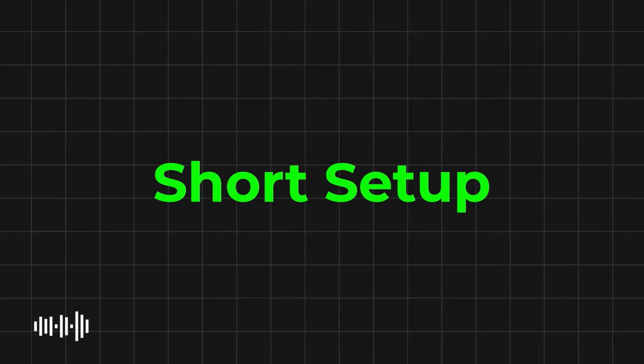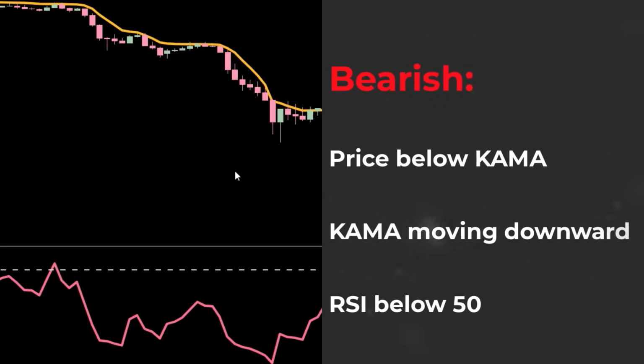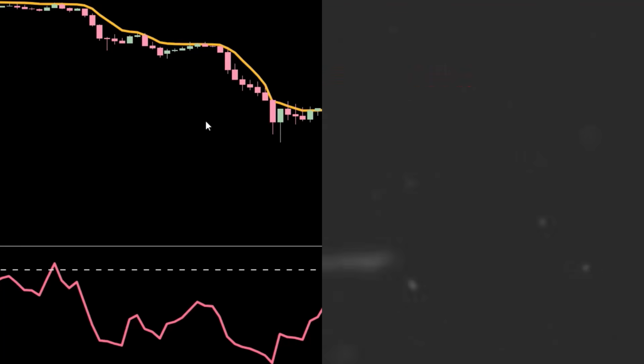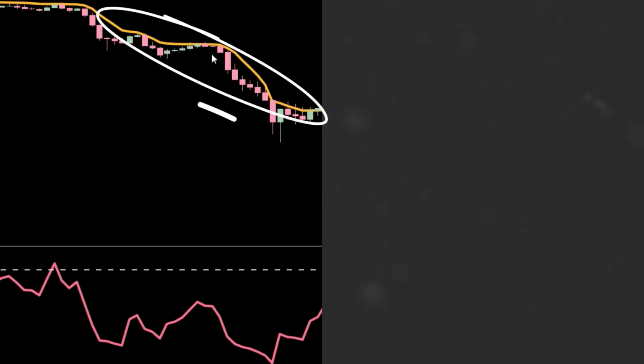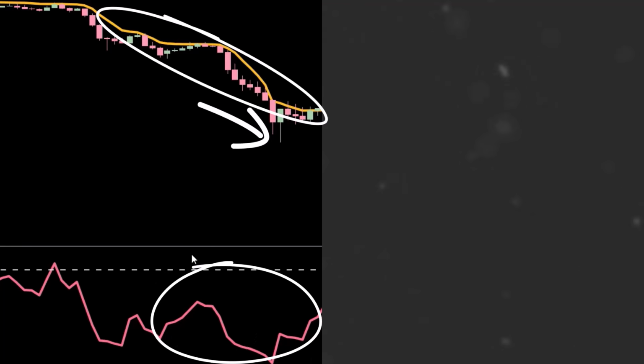Short setup. Now let's look at the short setup. The logic is simply the opposite. First, we want price to be below KAMA and KAMA should be moving downward. RSI should be below 50. This tells us that the overall market direction is bearish. Look at this example. Price is below KAMA and the KAMA line is pointing downward. RSI is below 50. So instead of looking for long trades, we focus on short opportunities.